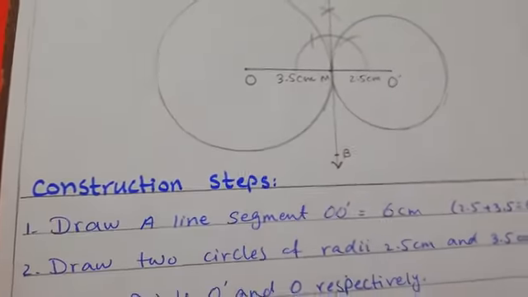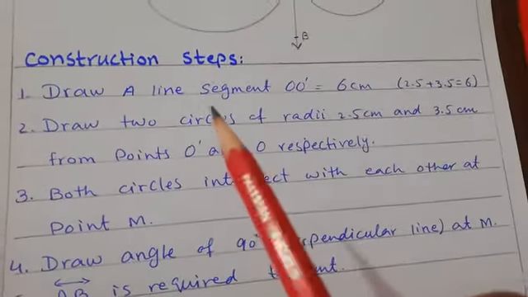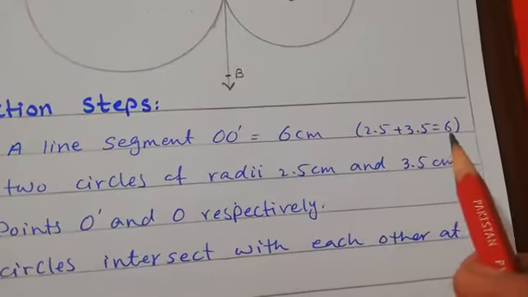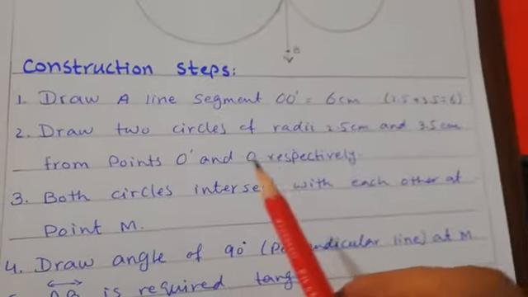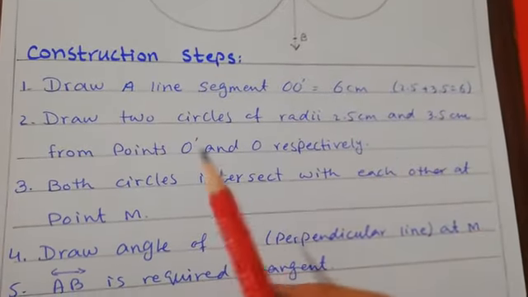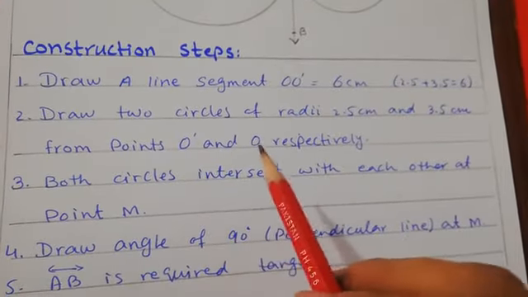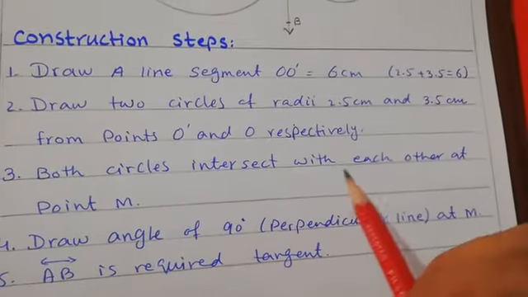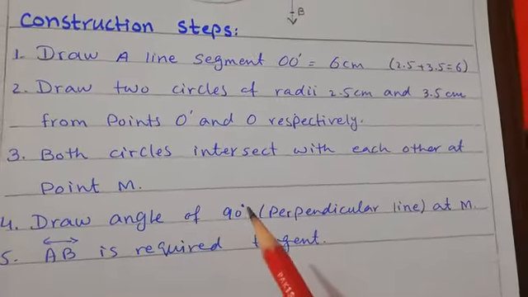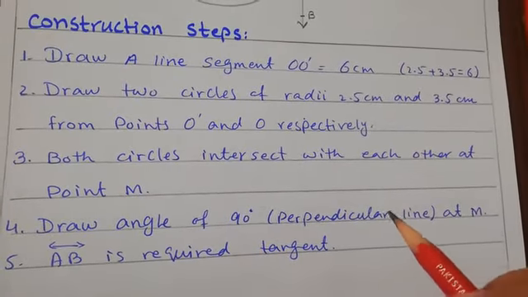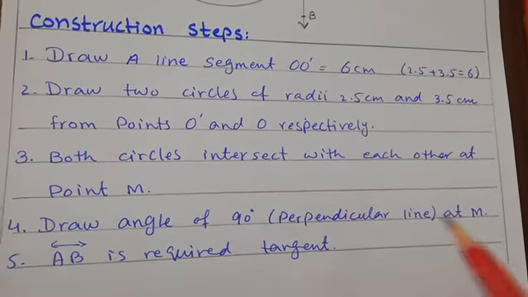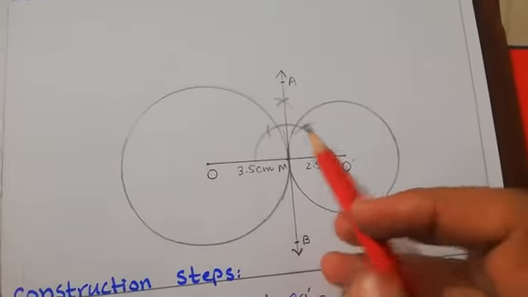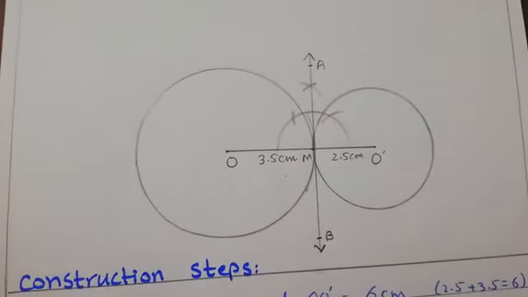Now move to the construction steps. Draw a line segment OO prime of 6 centimeters, because the sum of their radii is 6. Draw two circles of radii 2.5 and 3.5 centimeters from points O prime and O respectively. Both circles intersect each other at point M. Draw the angle of 90, a perpendicular line at M. AB is the required tangent, which is the common tangent of both circles.